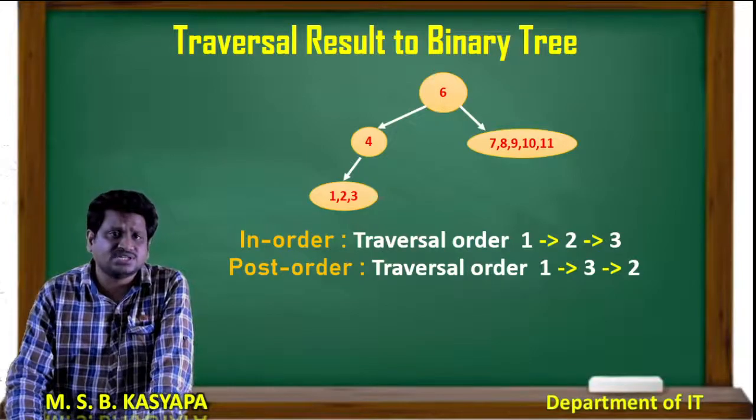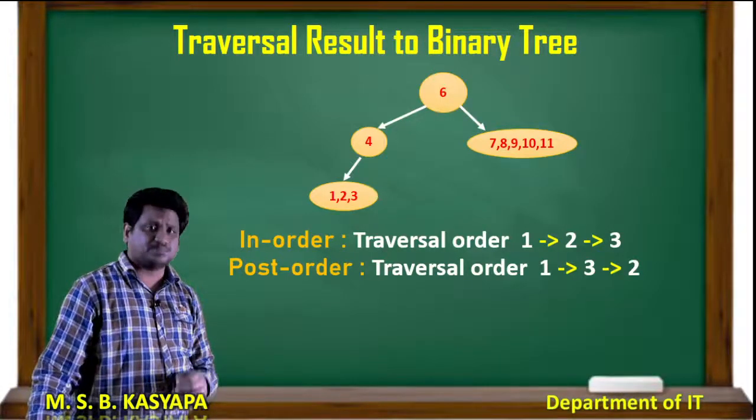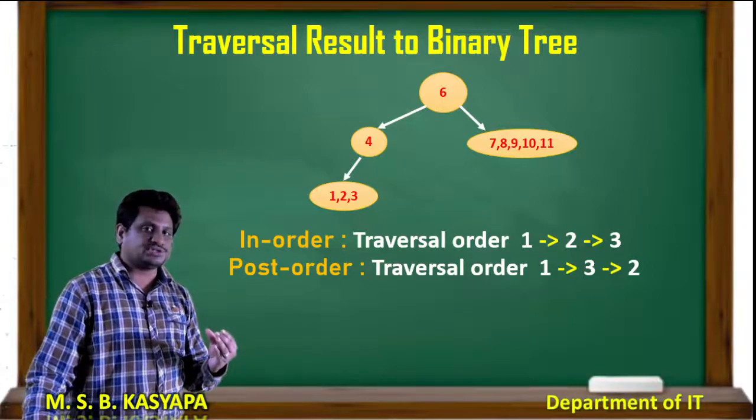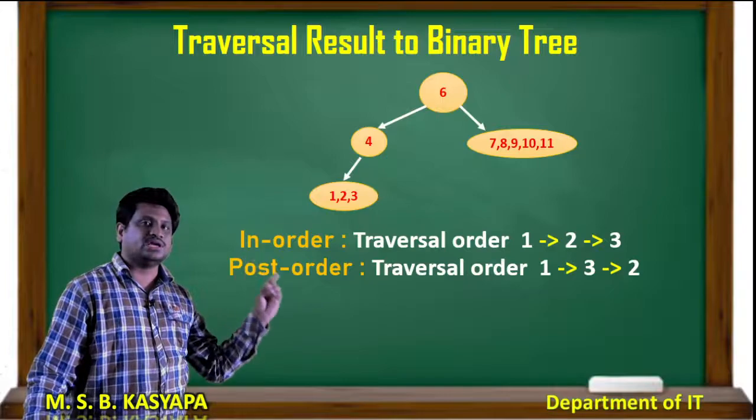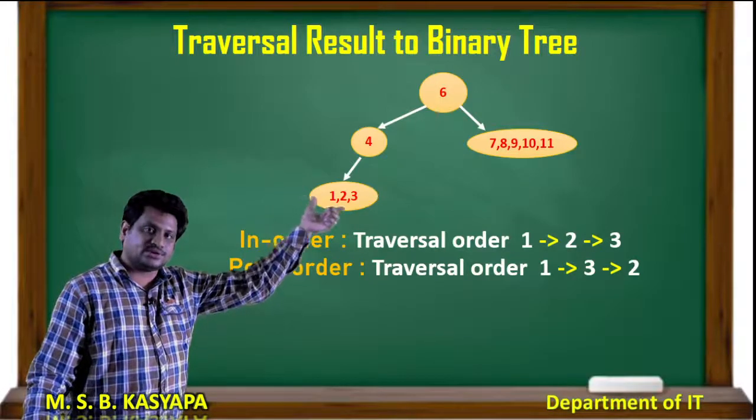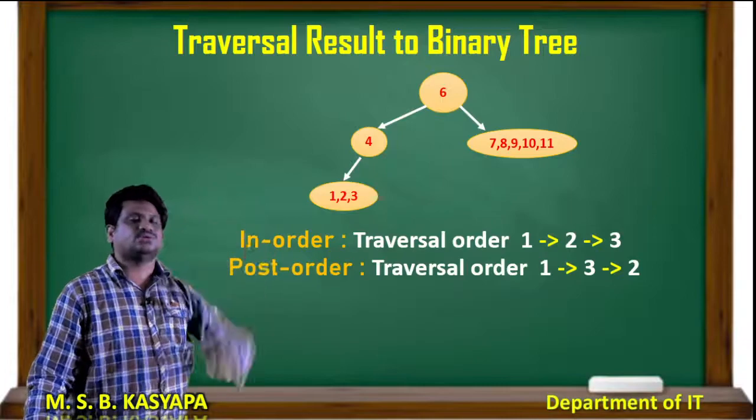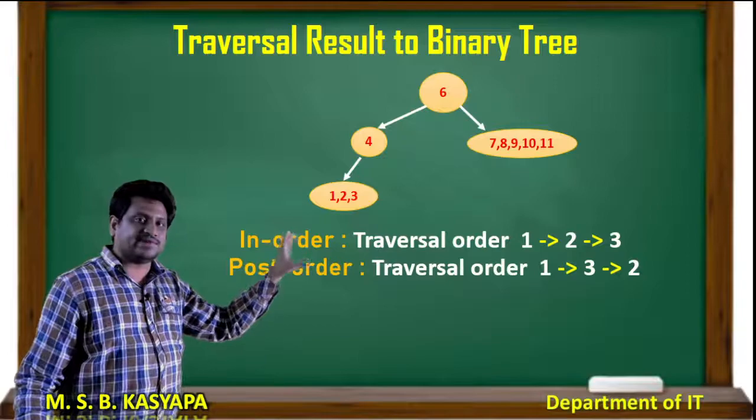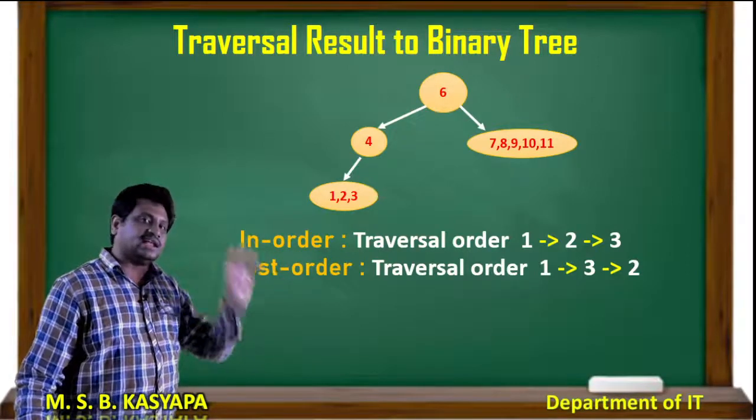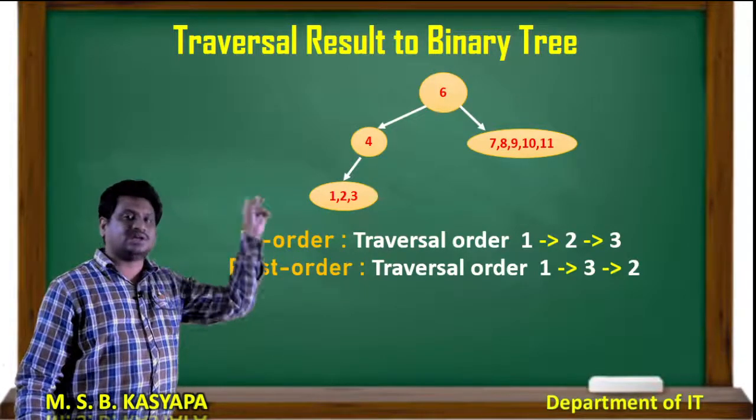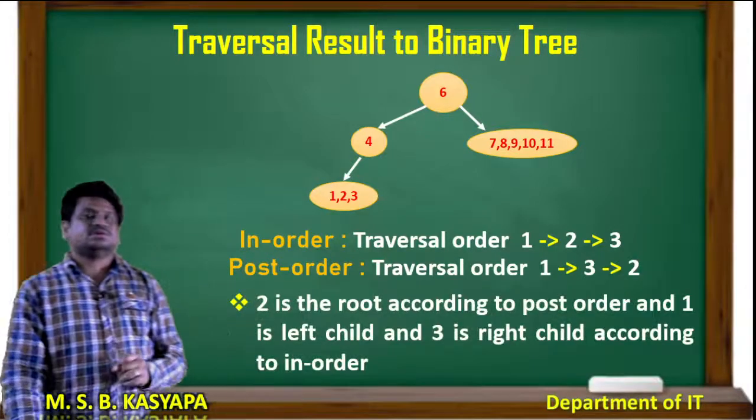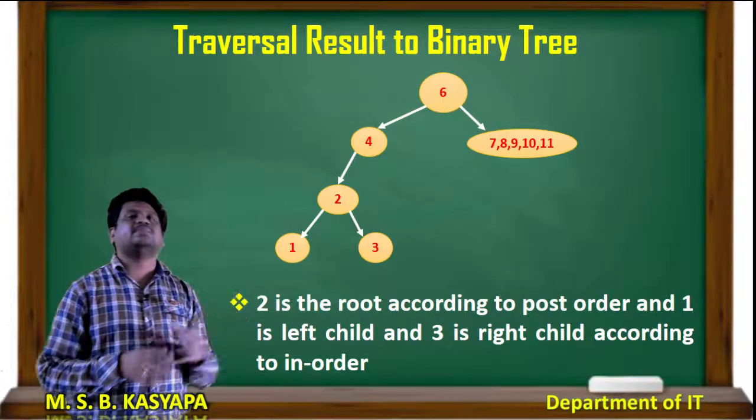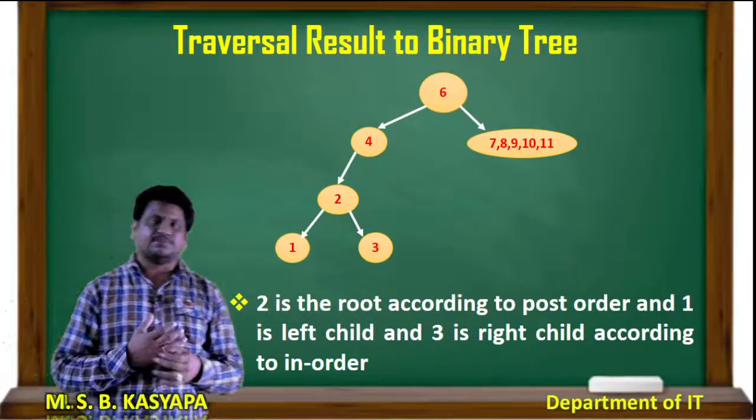So the same process. Now how to find the root node? According to the post order, the last element is 2. In this 1, 2, 3 subtree, 2 is the root node. According to the in order, on the left side of 2, 1 is available. So 1 is the left child of 2, and 3 is the right child of 2. So my left subtree 1, 2, 3 is like this. Completely, I have constructed the left subtree.